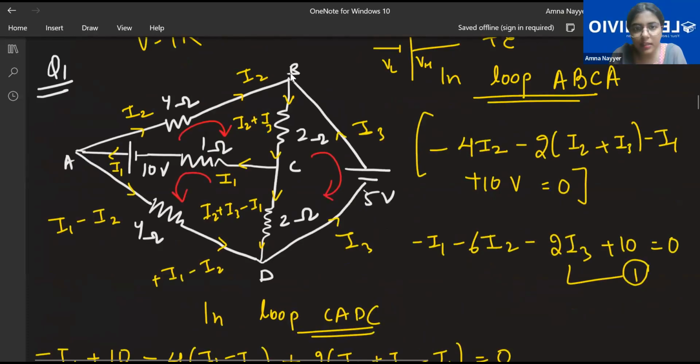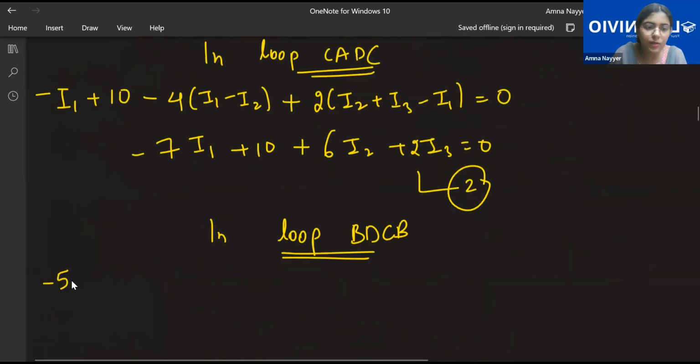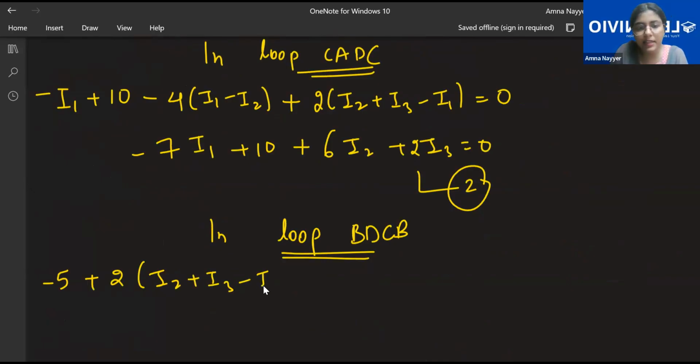Let's move to the other branch. B to D done. Now D to C. Current is coming from C to D, and we are moving from D to C, right? To complete the clockwise direction, it will be positive. Resistance is 2. Current is this. It will be plus 2 into (I2 plus I3 minus I1).